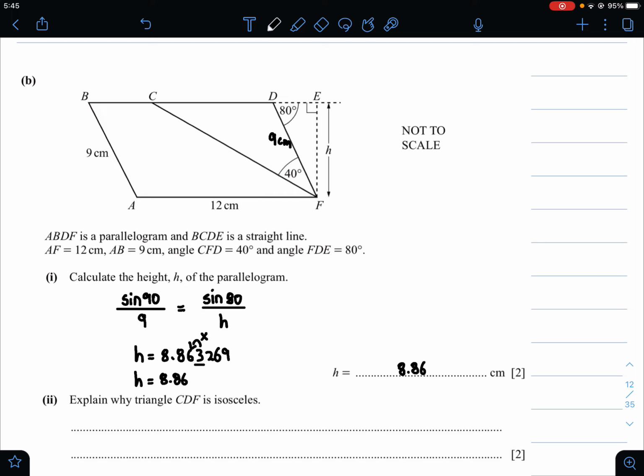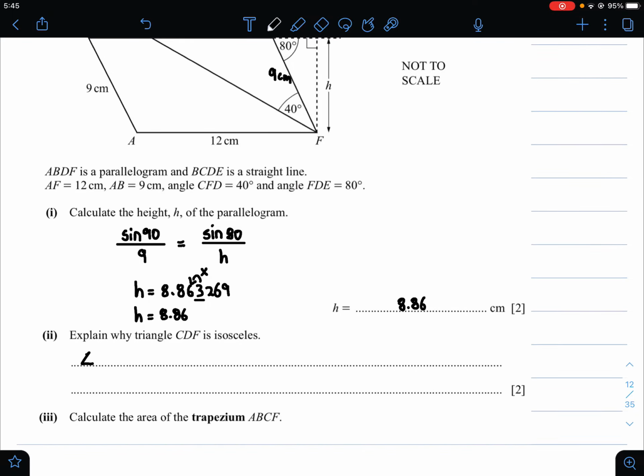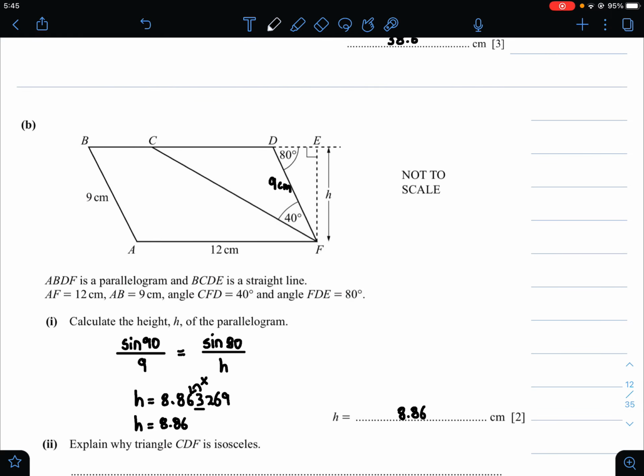Now let's move to part B2, where they are telling us to explain why triangle CDF is an isosceles triangle. Okay, so firstly, angles on a straight line add up to 180. Let's draw it on the figure. So angles on a straight line add up to 180. So on the line, they have already given us one angle as 80 degrees. The other angle will be 100 degrees.